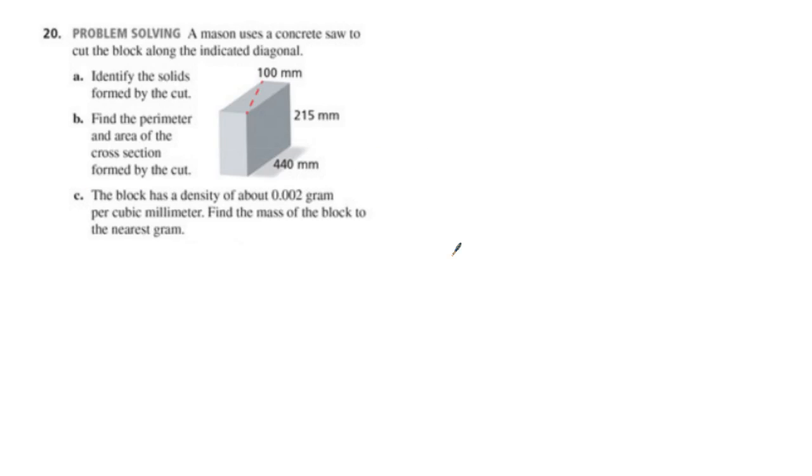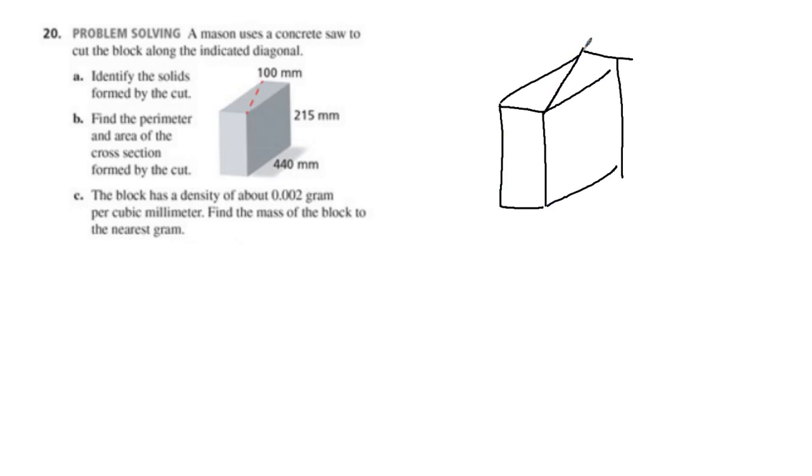So we're gonna do some problem solving. We have a mason that uses a concrete saw to cut the blocks against the diagonal. So identify the solids formed by the cut. If you slice something like this, actually, I'm gonna draw it out. I'm not too bad at drawing solids. So you slice something like this, and then you slice it across this. I'm gonna draw a big plane.